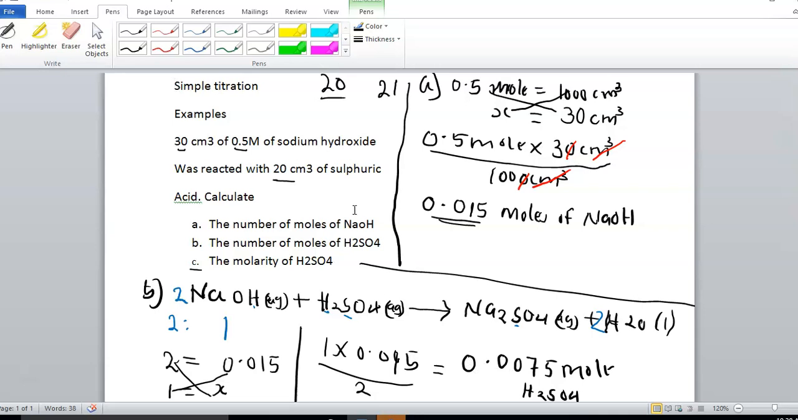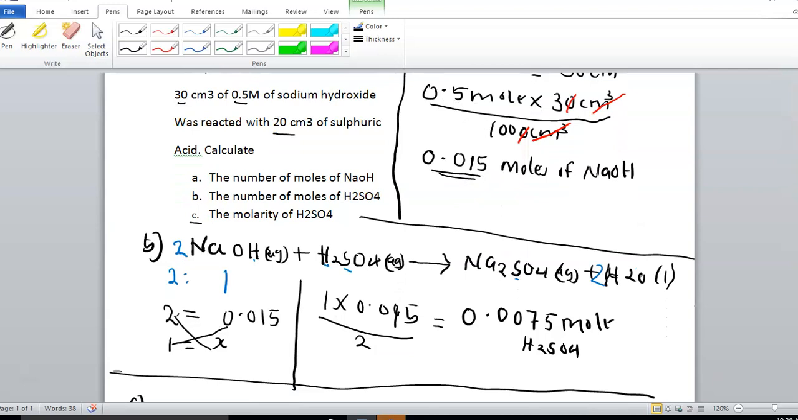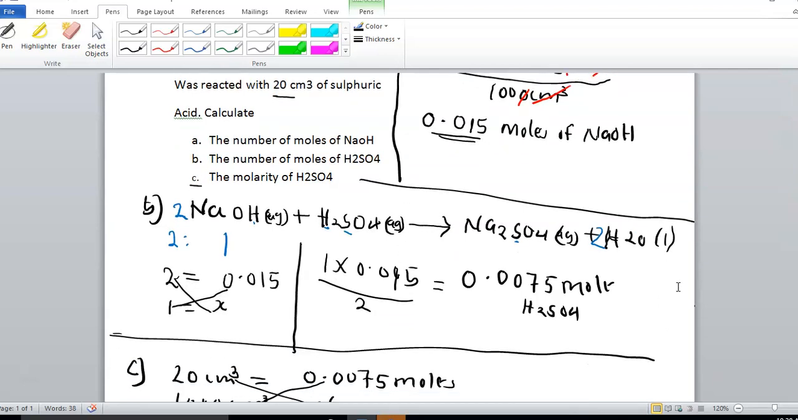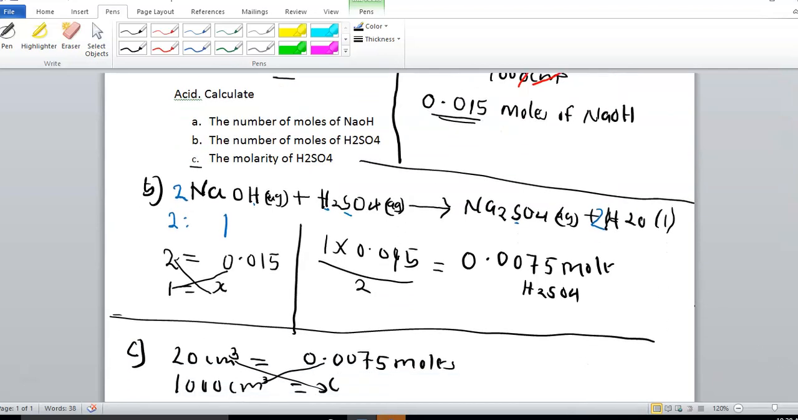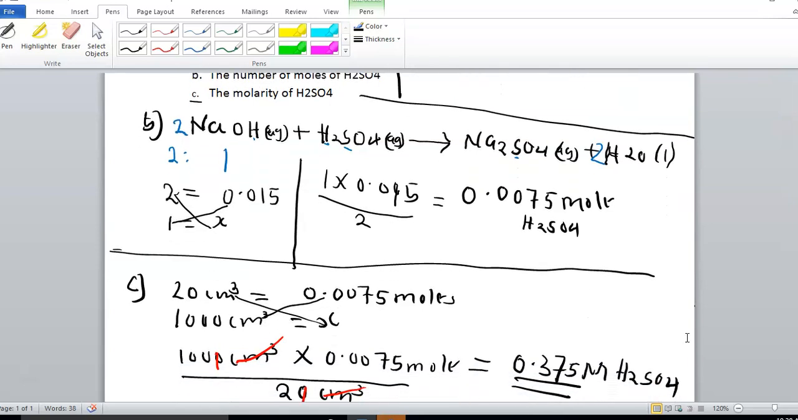From there, you get the number of moles of the acid using 1 mole ratio from the acid side, which is 0.0075. Then for part C, which asks for the molarity of the acid, you take the volume of the acid, 20 centimeter cubic, equal to the number of moles obtained from the mole ratio. What about 1000? Because 1000 represents the molarity of the acid. From that calculation, you get the molarity of the acid as 0.375 molar.